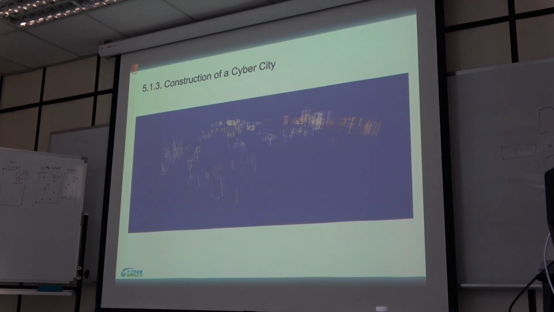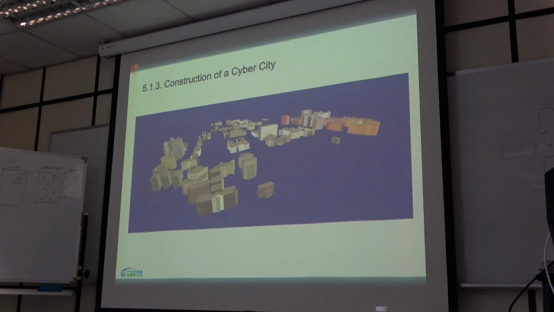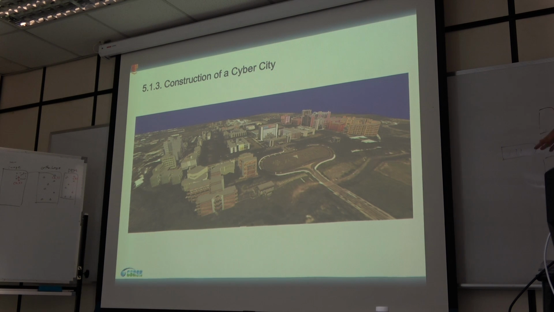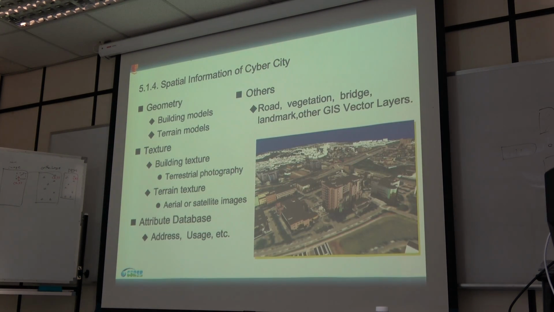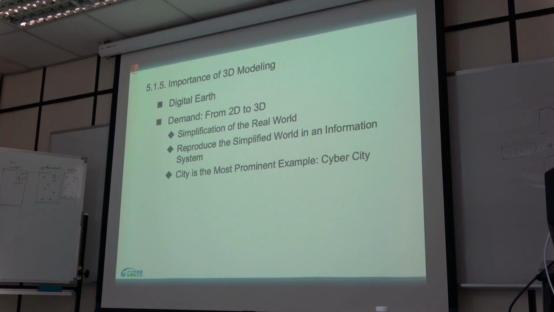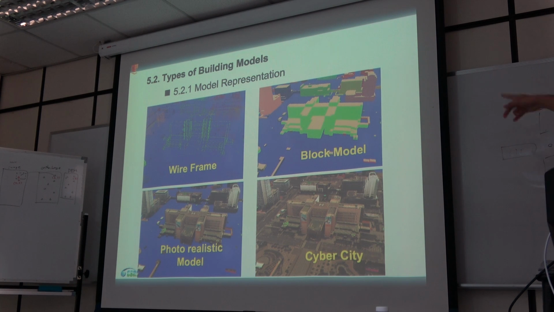Construction. Okay, how to construct it? You can have the frame model, and then you can have the block model, and you can attach the texture on the wall, and this is called texture mapping. And then you can apply the whole aerial image, and yeah, that's the case. So gradually we can add more and more information. Here is some other GIS related content, so you can take a look by yourself. Okay, so frame, block, photorealistic, and also cyber city. So yeah, that's the case.